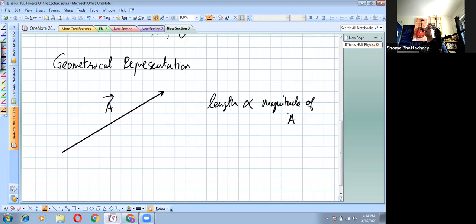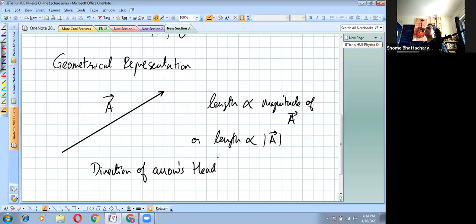Or we can say that the length is directly proportional to what we call in notation mod A. So this is this, whereas the direction in which the arrow's head is pointing, which in this case you can see is like this, becomes what we call the direction of the vector A, or better stated, it is the line of action for the vector A.